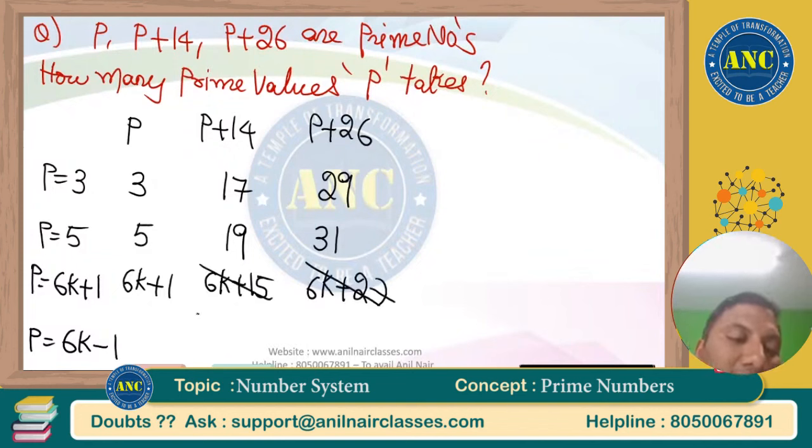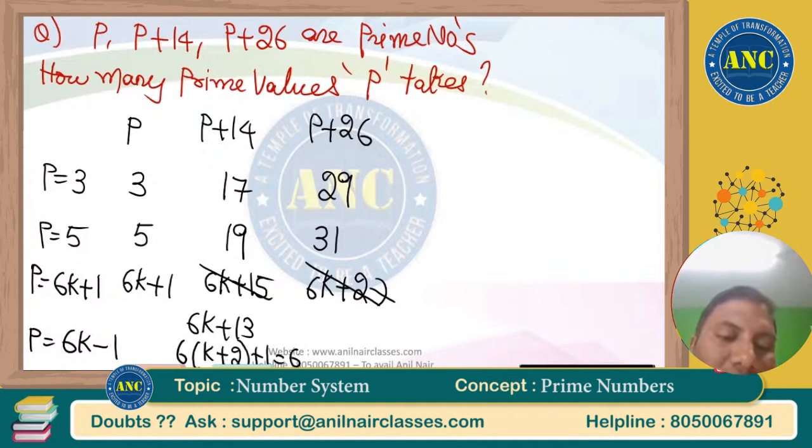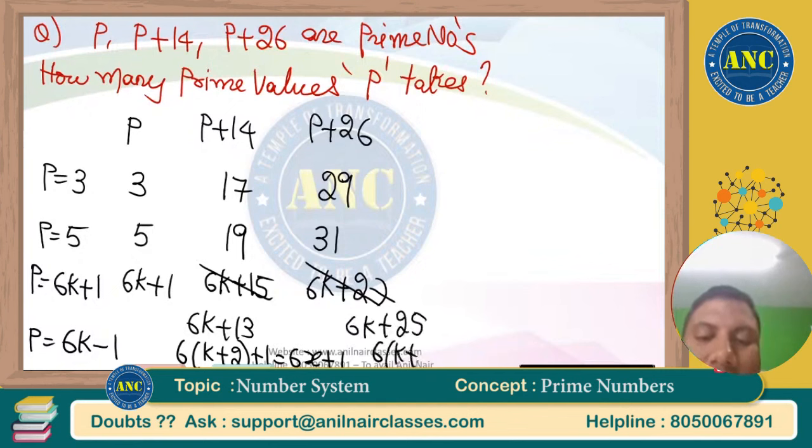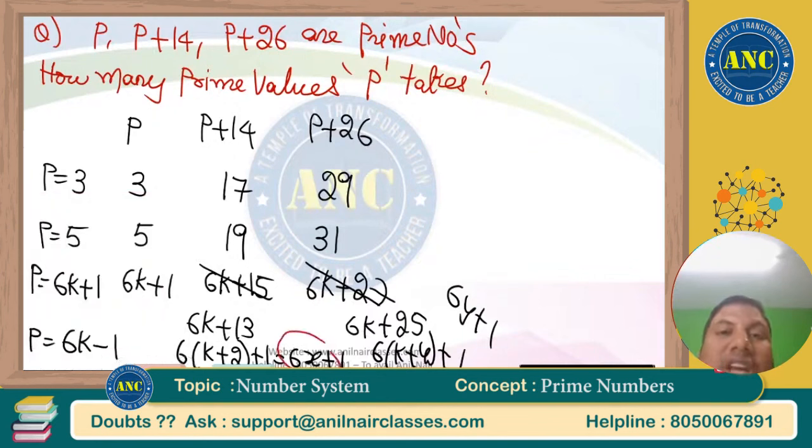6k minus 1: these are 6k plus 13, which is 6 into k plus 2 plus 1. K plus 2, I will call it x. Similarly, it is 6k plus 25, which is 6 into k plus 4 plus 1. I will call it 6y plus 1. That means if I take a prime number 6k minus 1, some P plus 14 values behave of the form 6x plus 1, and P plus 26 behaves of the form 6y plus 1.